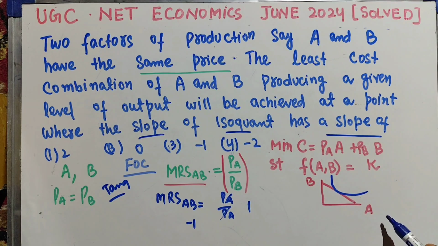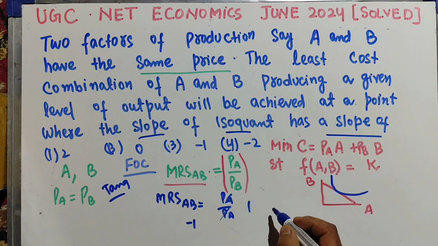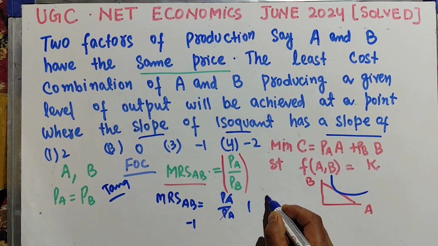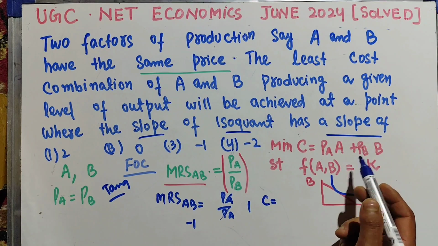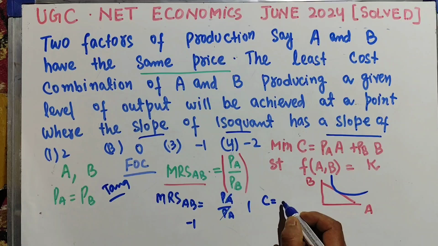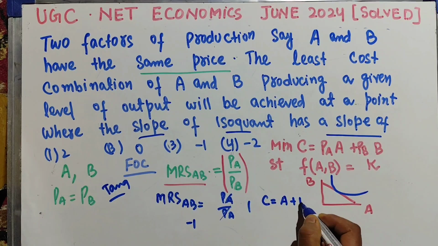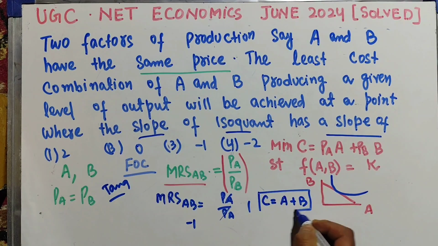It is downward sloping. Since if I write the cost function as C is equal to price of A times A plus price of B times B, and price of A and price of B are the same, let us say they are equal to 1, so C is equal to A plus B. If I draw the graph of this line, it will be downward sloping with a constant slope of -1. You can check it out by yourself.